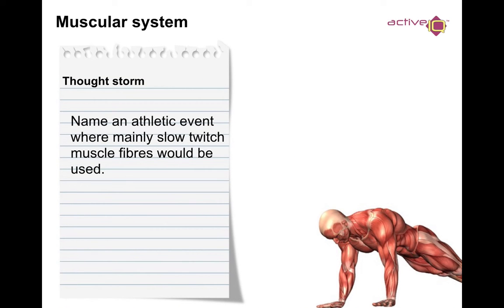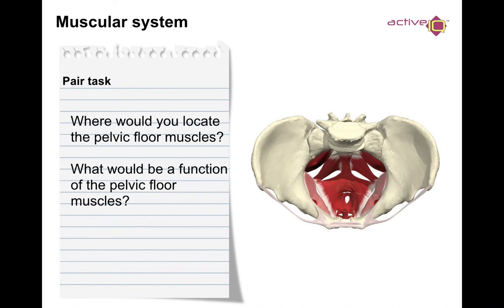Thought storm. Name an athletic event where mainly slow twitch muscle fibres would be used. Now, I've just said that in the previous bit, but if you want to put that down, put it down. Paired tasks. So this is preempting the next section, which we're going to be going on to. Where would you locate the pelvic floor muscles? And then also, what would be a function of the pelvic floor muscles? Now, this is important. If you give yourself 30 seconds to just jot down what you think that is before you move on, that's great.